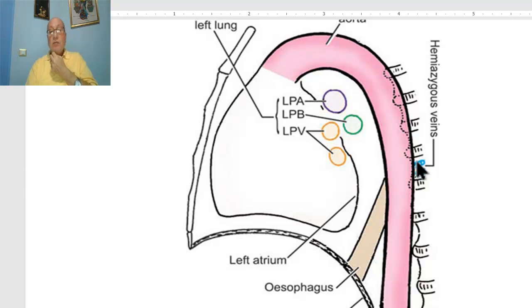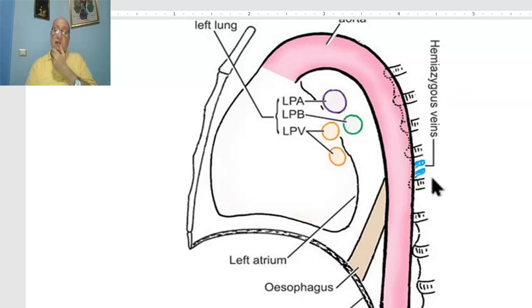Posteriorly, the aorta is related to the lower 5 thoracic vertebrae, from T8 to T12, and these 2 veins cross from left to right. These 2 veins are the superior and inferior hemiazygous.